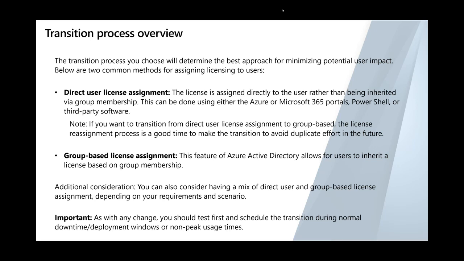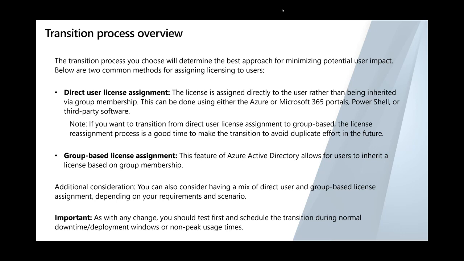The second one here is group-based license assignment, and this is where you can assign the license to an Azure Active Directory group and then assign users as members of that group so that they inherit the license assignment. If group-based licensing assignment isn't already being used and there's consideration for moving to group-based, the license reassignment process is a really good time to do that since you're already having to take the transition steps. And it will also help prevent from having to duplicate that effort at a future date.